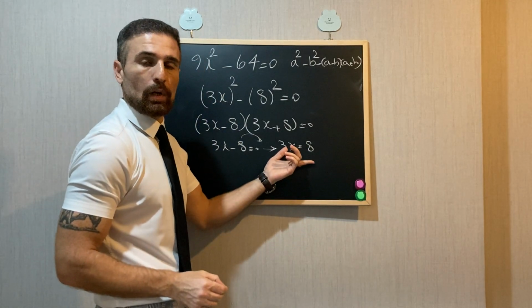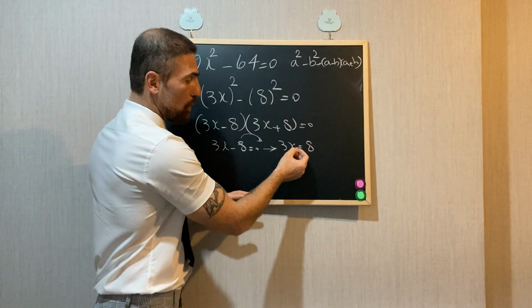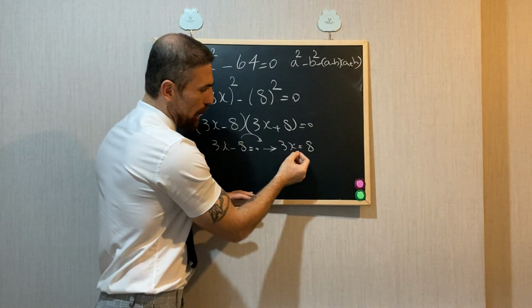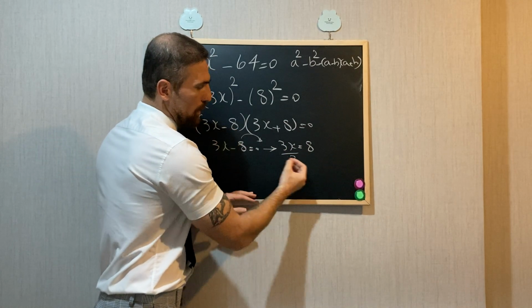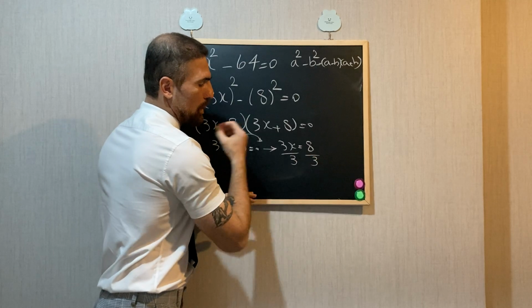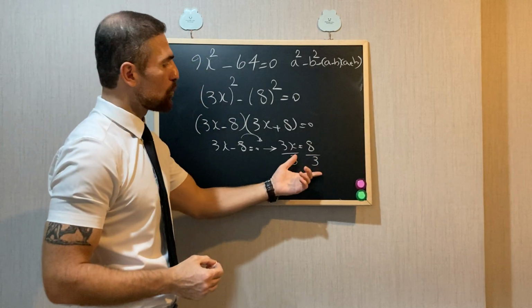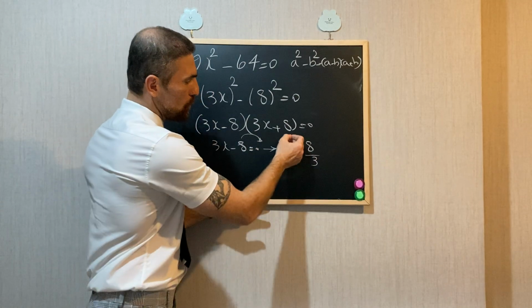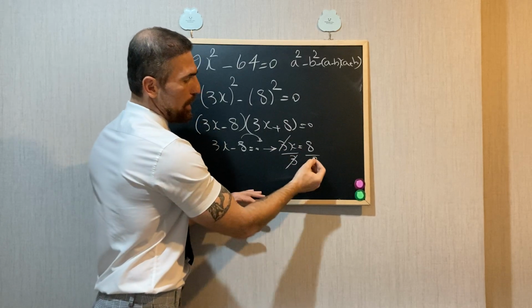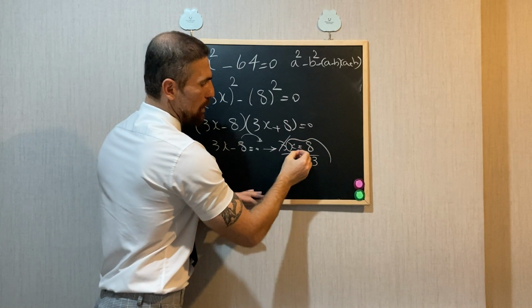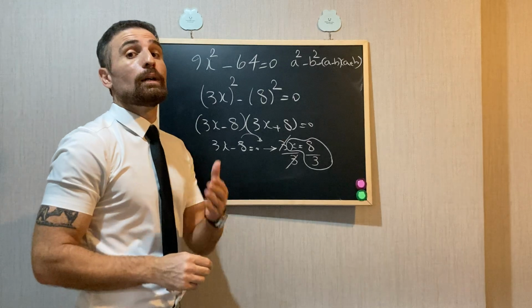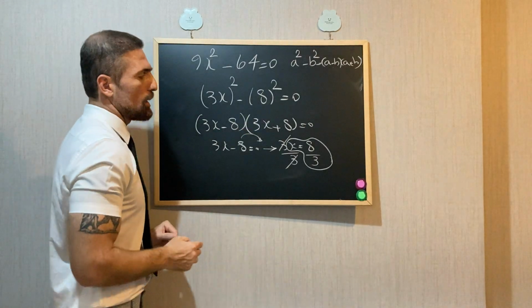Now, what can we do? 3x, we are going to find the x, not 3x. We can divide both sides by 3. 3x divided by 3, the 3 with 3 cancel. x equals 8 over 3.